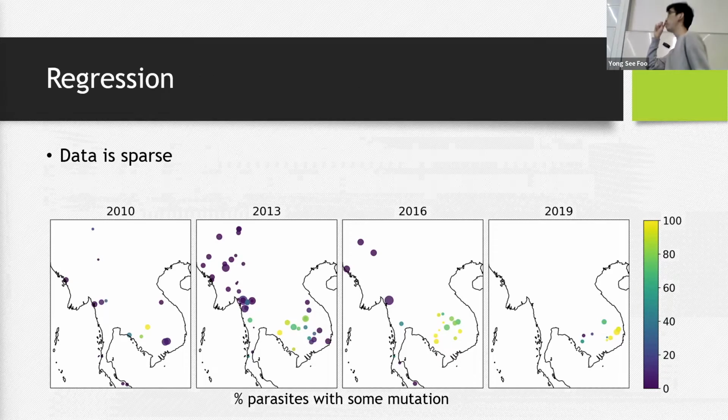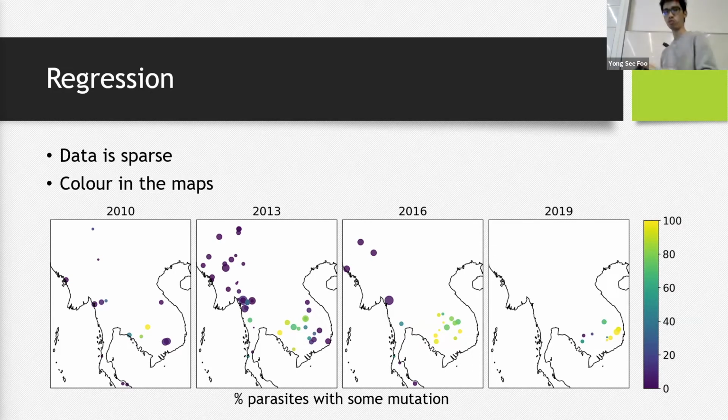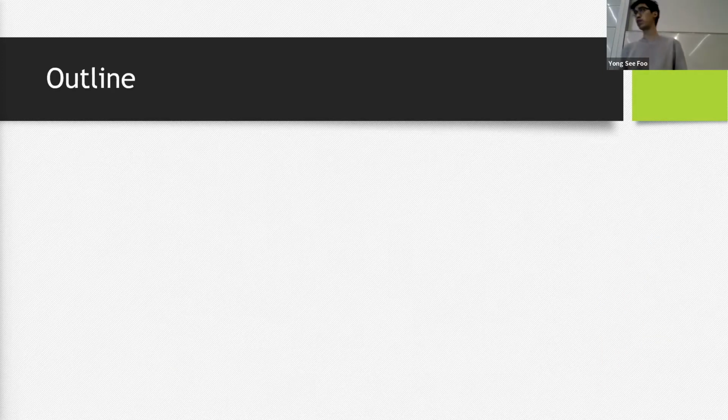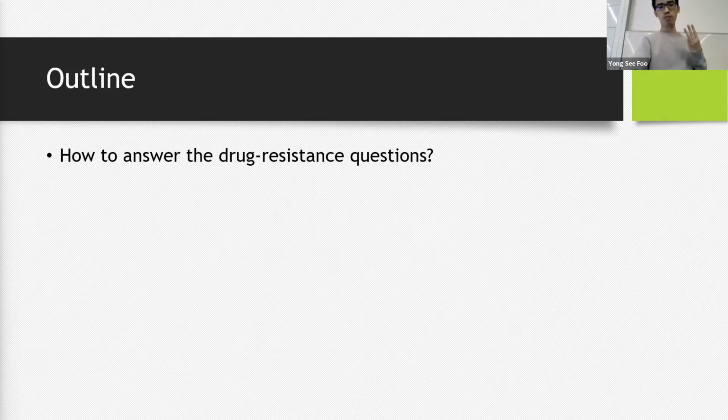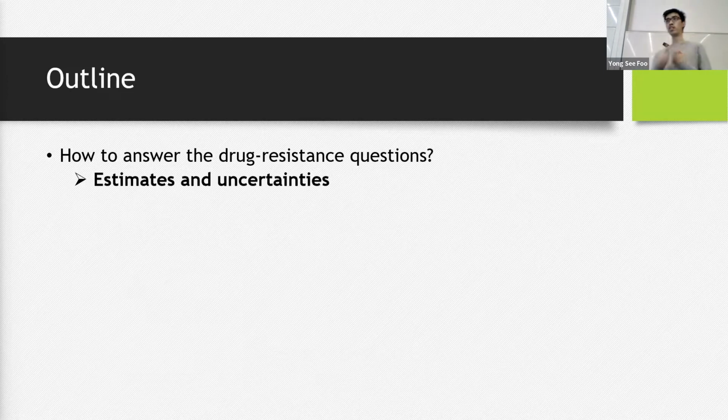So what we want to do is regression. We'll talk about regression a bit later, but the basic idea is that we want to color in these maps. We want to know what's the level of drug resistance in the other areas where we don't have the data. Okay, so that's the problem set up so far. That's the introduction. And that brings me to my outline. So how do we answer those 3 motivating questions we had before? And what we're going to talk about is estimates and uncertainties, a general idea in statistics.